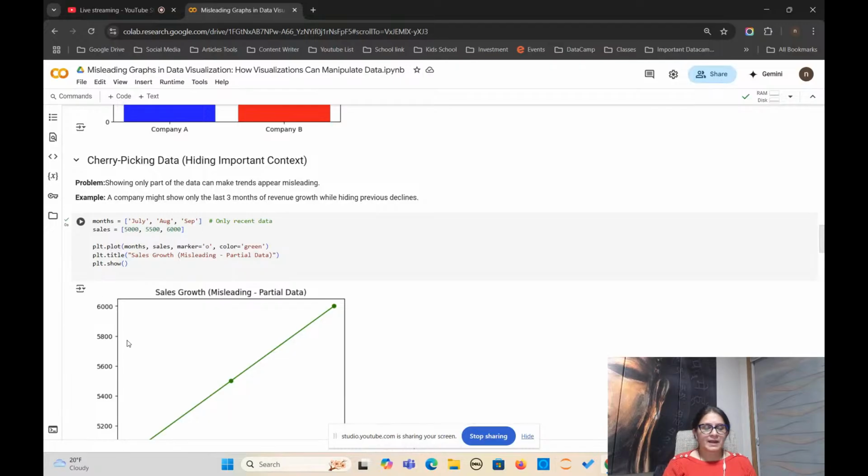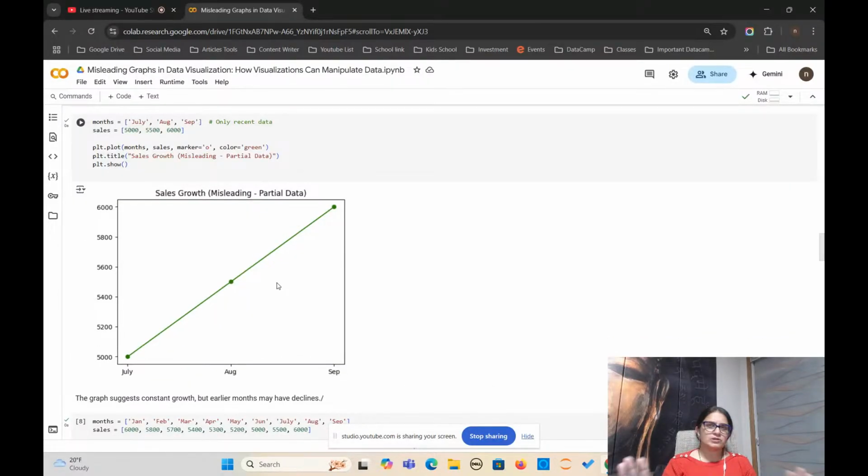Okay, so what will happen in that case? This looks okay. Your stakeholder will be very happy. I have this much growth, right? You're showing the consistent growth, right? Like this, it is going up, high revenue based on the months. But this graph only suggests constant growth. Okay, but maybe you have more data available in your data set.